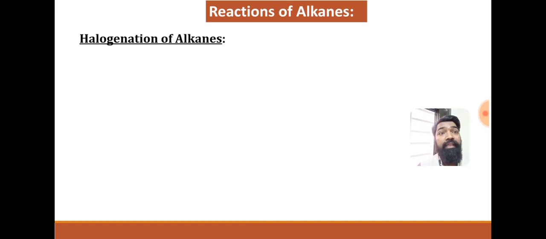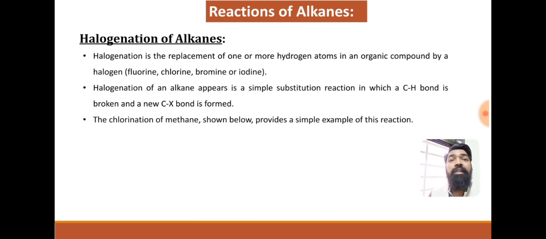So now we can give the reaction of alkanes. This is the very first and very important, that is the halogenation of alkanes. Halogenation is the replacement of one or more hydrogen atoms in an organic compound by a halogen. And halogen is what? Fluorine, chlorine, bromine and iodine are the halogens. So you can remember this.